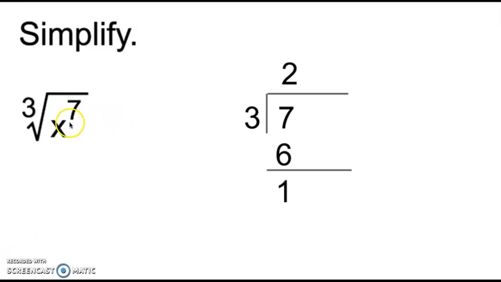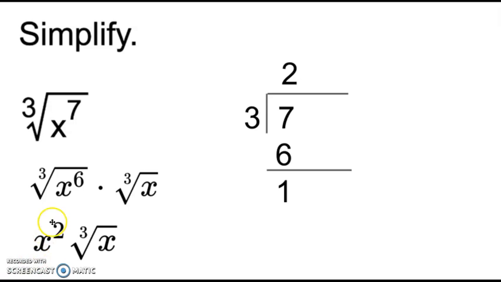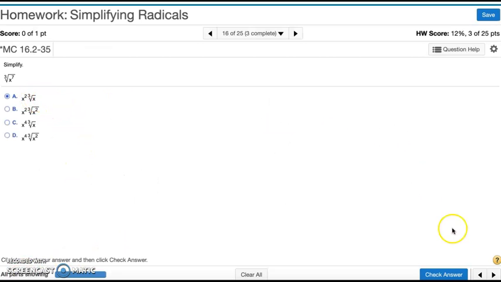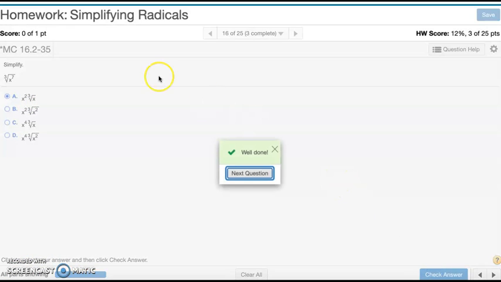So subtract 1 from 7 and you get 6. So cube root of x to the 6 times cube root of x. And now we can divide 6 by 3 and we get 2. So we have x squared times the cube root of x. So let's choose that answer. So that's going to be A. And that's number 16.